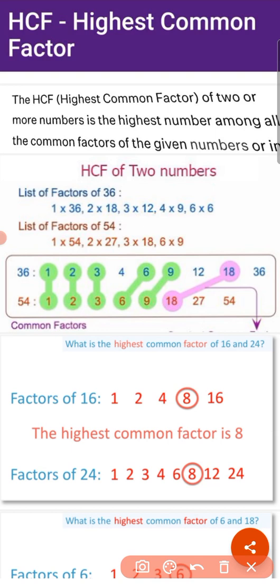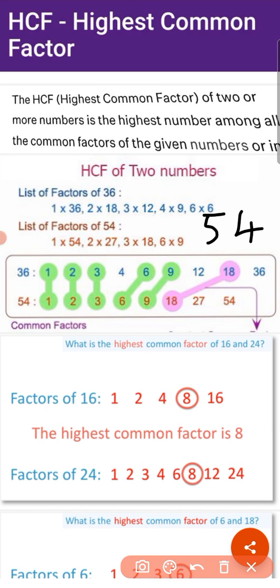Now find the factors of 54. 1 multiplied by 54. Always start with 1, children. 2 into 27, 3 into 18, 6 into 9. These 4 pairs are the factors of 54. Now write the factors.